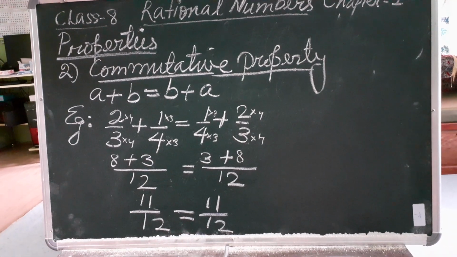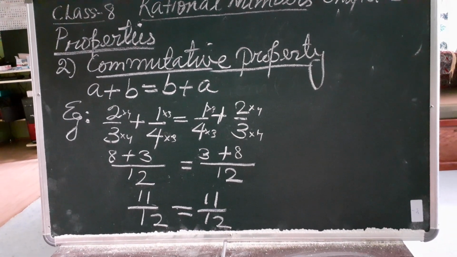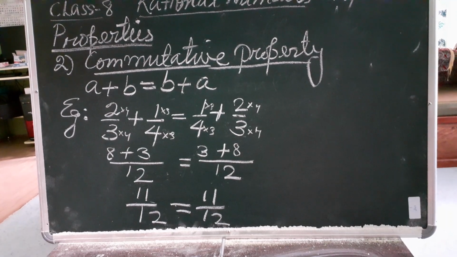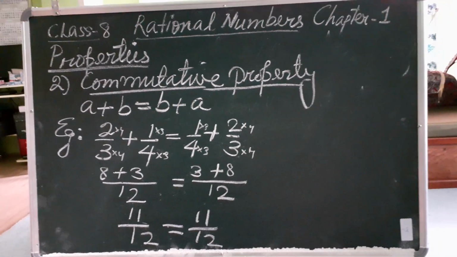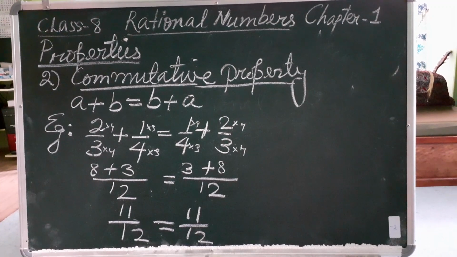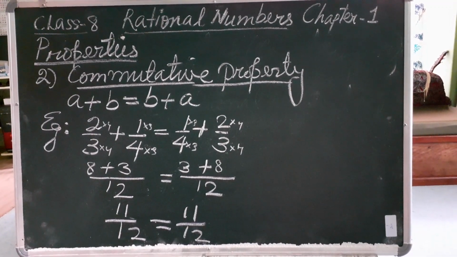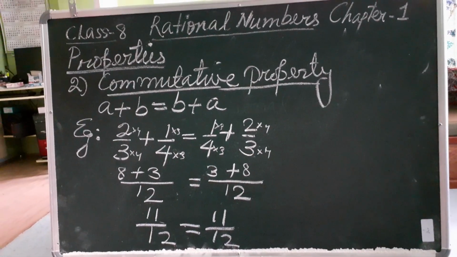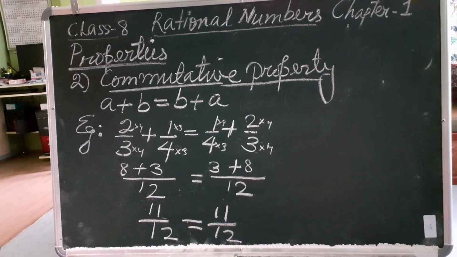This means that if we change the order of rational numbers while adding, the sum remains the same. This is called the commutative property of addition.